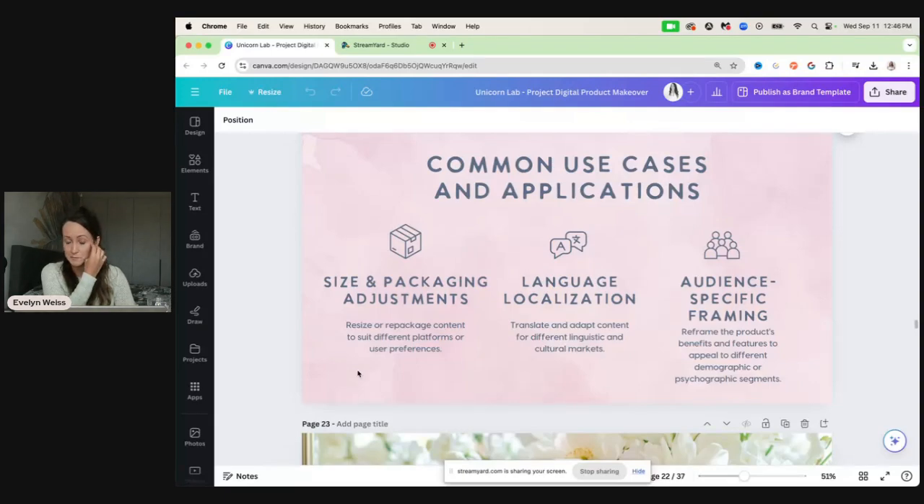Or, for example, when we're having stickers, right? Using those stickers to enhance social media posts, for example, or the workbooks themselves. So just thinking about how you can repurpose certain elements of the product in a different way can really massively help you with the packaging adjustments.